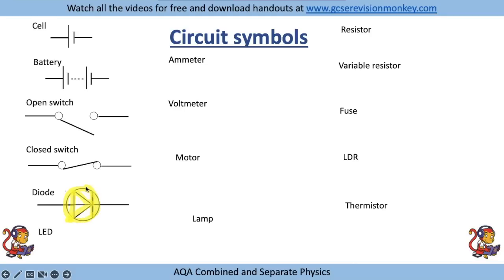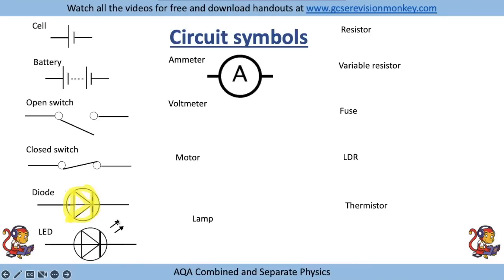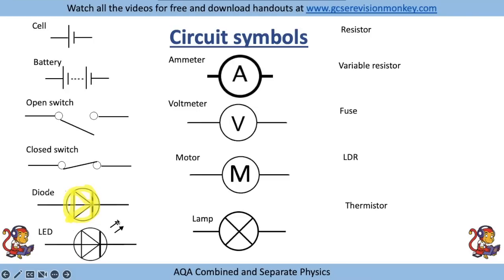And then LED stands for light emitting diode, so that is the diode again, but arrows to show that light is given off. Then you've got the ammeter, the voltmeter, and I've just put motor in, not because you'd necessarily be asked to recall it, but just because you might see it amongst a circuit in an exam question. That is a motor. You've got a lamp, and then to the rectangles.